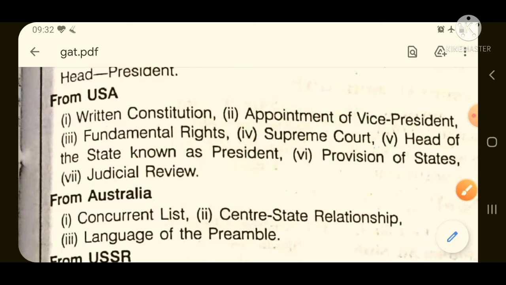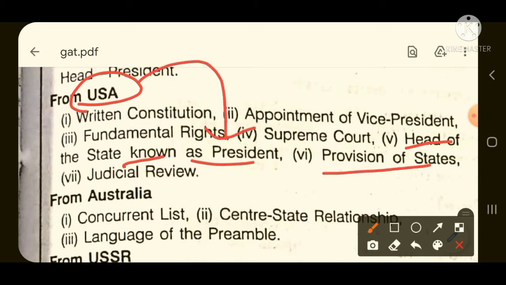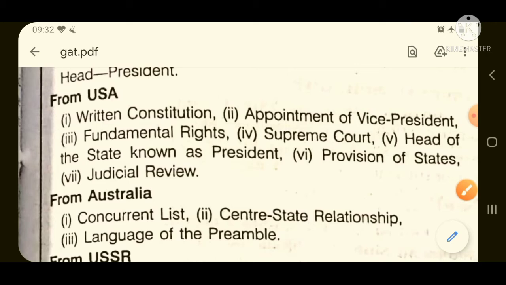And the president is called head of the state. They are not the head of the country. Head of the state is called president. So in our country also we have the post of a president who is considered as the head of the state. So same thing is there with USA. So we have borrowed that USA feature in our own Indian constitution. Next thing is provision of judicial review. So there are totally 7 features which we have borrowed from United States of America.